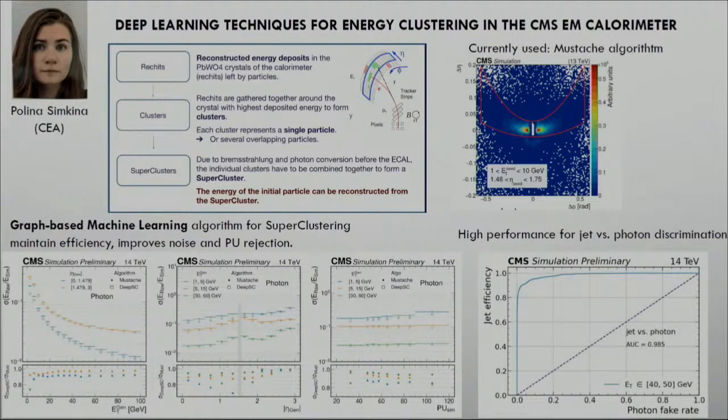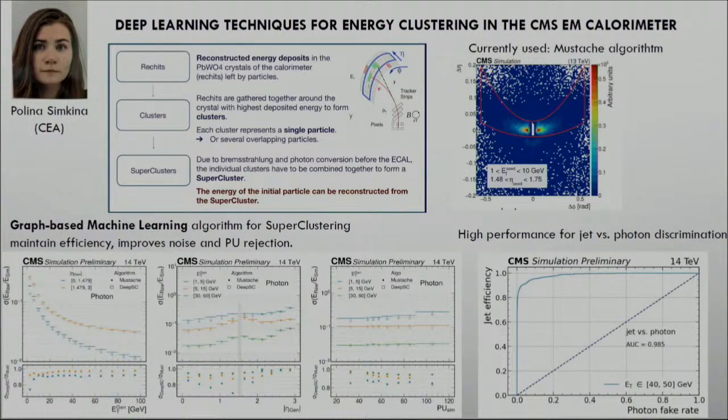So there is a poster about deep learning techniques, in particular to reconstruct photons and electrons versus jets in the CMS calorimeter. You reconstruct the hits in the lead tungstate crystals, then you cluster the cells together, and then you make superclusters because your photons will convert. They will emit Bremsstrahlung photons, so in the end, when you reach the face of the calorimeter, you have multiple clusters. You need to group the clusters together to go back to the photon energy in a proper way. And if you do that in the bad way, of course, you will not measure the energy correctly.